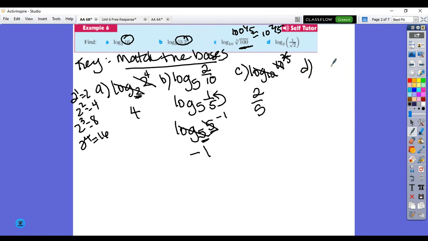All right, letter D. So first of all, I can rewrite the 2 as 2 to the 1/2 in the denominator. Then I'm going to move it out of the denominator. And as soon as I move it out of the denominator, it becomes a negative exponent. And as soon as the base of the log matches the base exponentially, they cancel, and the exponent is my answer.